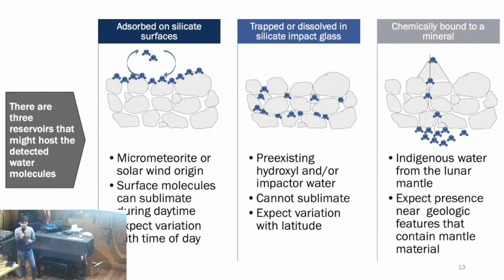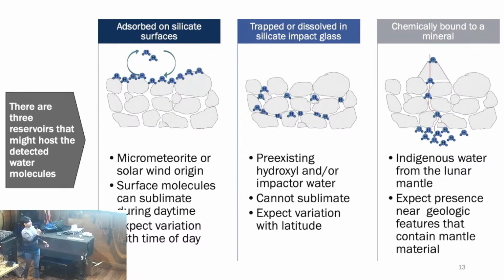And because it's trapped inside of glass or within grains, it can't sublimate. So we wouldn't expect any variation with time of day. It's going to be the same. But we would expect a variation with latitude, because other people have studied the amount of micrometeorites on the moon, and they found that there are more impacts at the equator than at the poles. So we would expect a variation following that general trend.